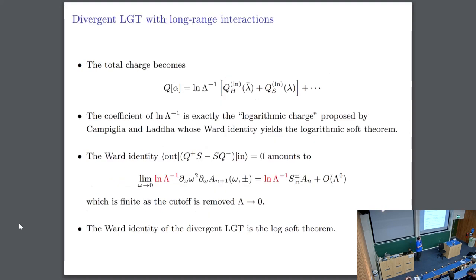So collecting the two terms, we have log of the infrared scale times these two charges, and this charge was already derived by Campiglia and Laddha, and it was shown that its Ward identity gives you the log-soft theorem. So here's how it works. If we write down the Ward identity, it turns out to be rewritten in this form, where we have log of the infrared scale plus finite corrections. So it looks divergent, but if we divide both sides by log omega inverse, then that gets rid of the finite piece, and what remains is a projection on the amplitude equal to the log-soft vector times the amplitude without the photon. And this is exactly the divergent large gauge transformation. Its Ward identity is the log-soft theorem.